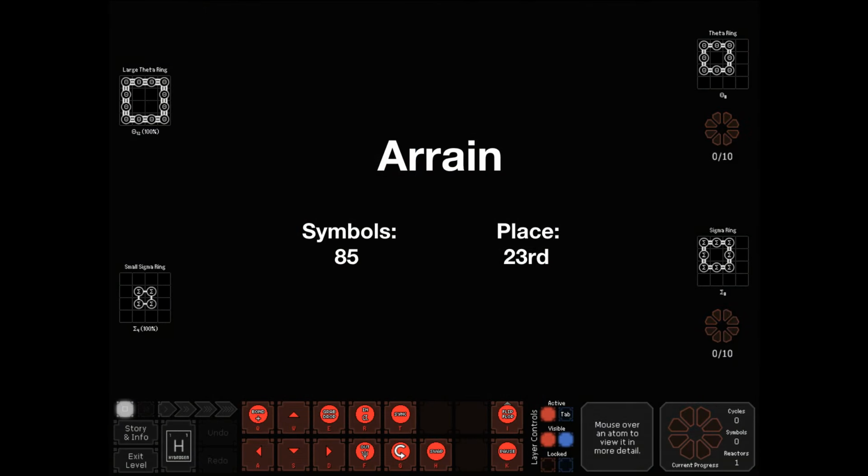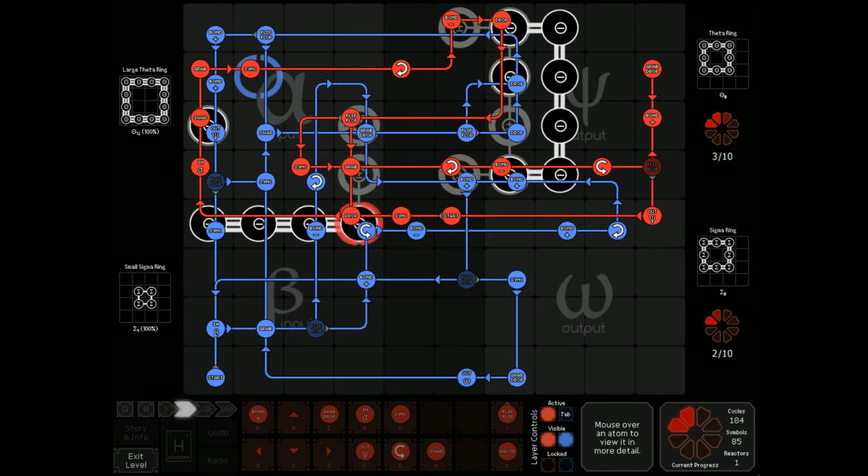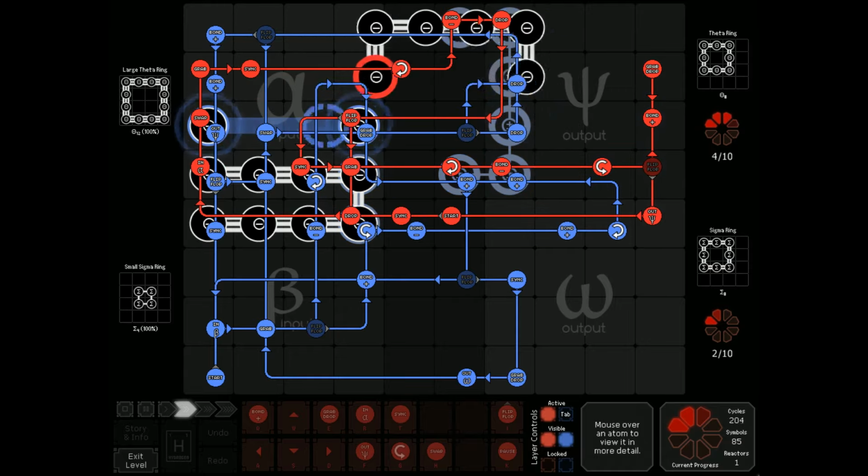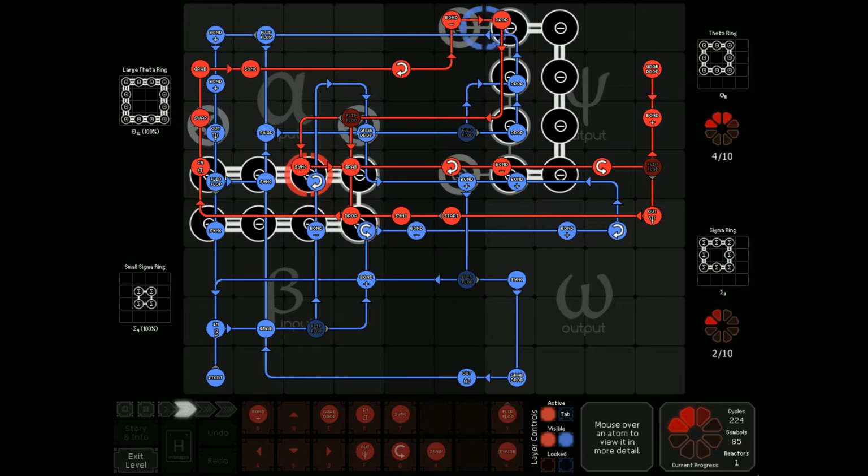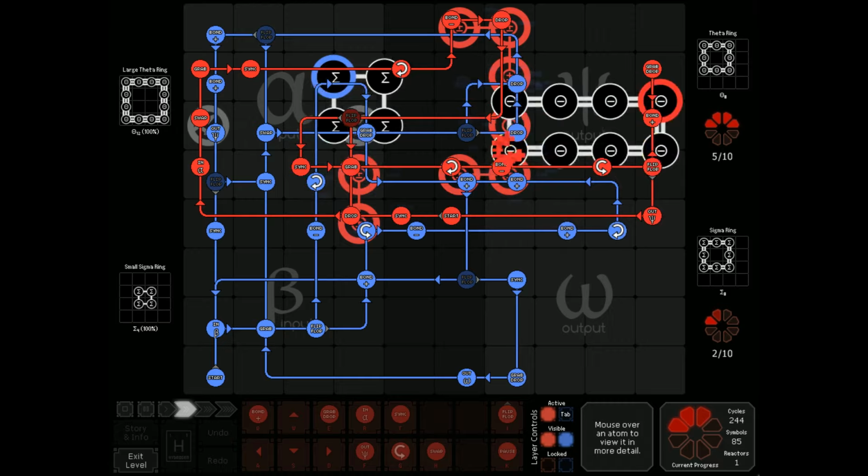Arraign uses both Waldos to work on the large ring, and brings in the second large ring before it finishes building the first output ring. Syncs are used to make the Waldos wait for each other, and results in some nice synchronized movement.